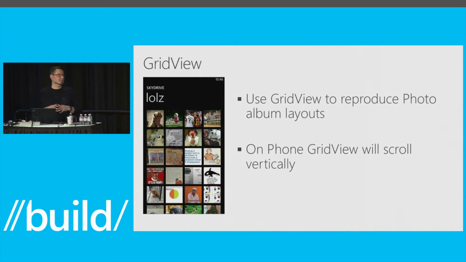Grid view. It's a lovely control. If you want to show a bunch of images, use a grid view. On a tablet, on a Windows app, it'll actually scroll horizontally. On a phone app, it'll scroll vertically. That's the only real difference right there.